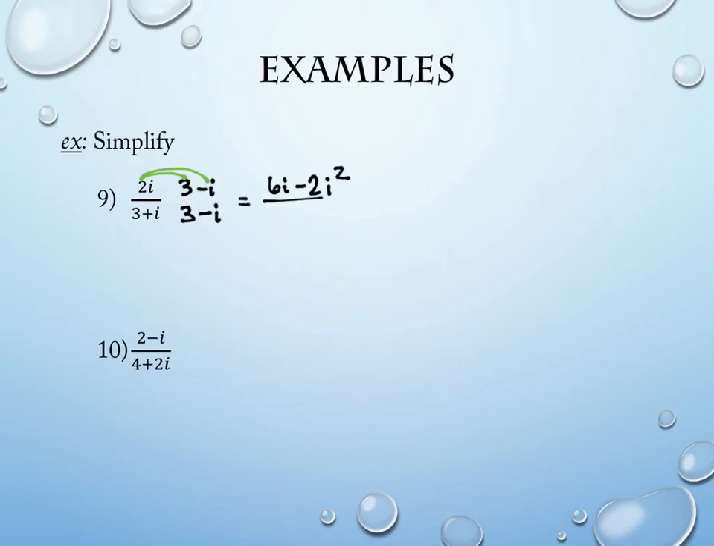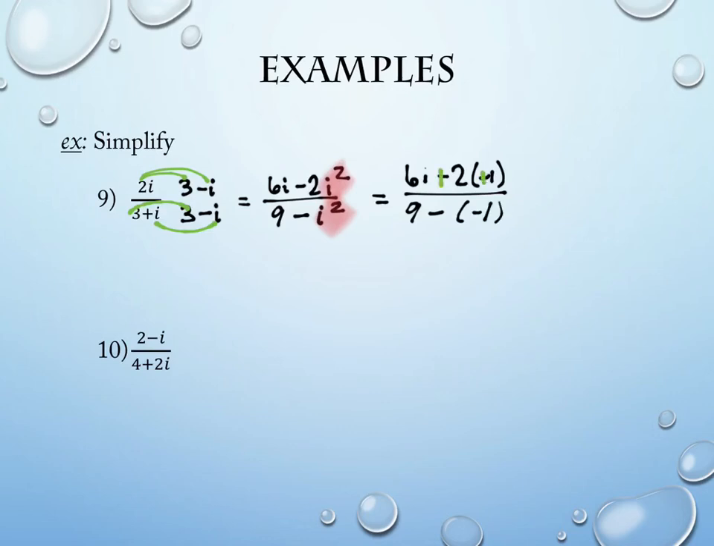Okay? On the bottom, I will distribute it out. But notice the inner is positive 3i, the outer is -3i, and they will add to 0. So I only end up with the first and the last. The first is 3 times 3, or 9, and the last is i and -i, which is -i squared. So we have two places here where we have i squareds. They will be replaced with -1s. So I have 6i minus 2 times -1, and 9 minus -1.